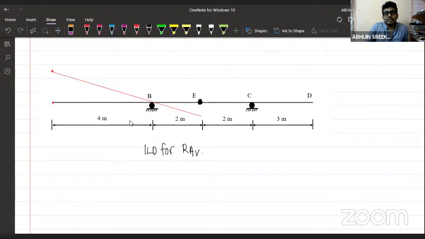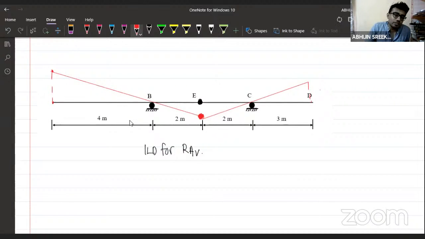This is a hinge given, right? This will be coming here. And what will happen to the remaining portion of the beam? Yes, this member will also rotate about this support. This is how the beam is going to deflect in the case of the ILD for reaction at A.